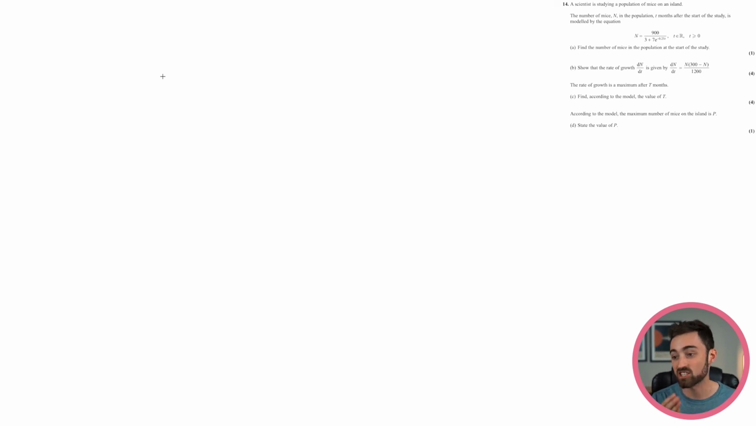So a scientist is studying the population of mice on an island. The number of mice N in the population t months after the start of the study is modeled by the equation N equals 900 over 3 plus 7e to the minus 0.25t. Pretty grim equation, but we're all right. And the number of mice at the start of the study.